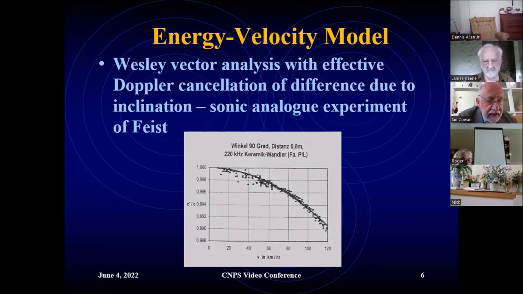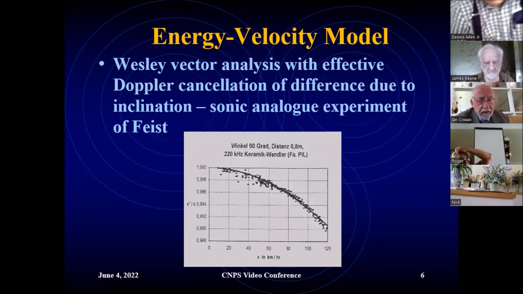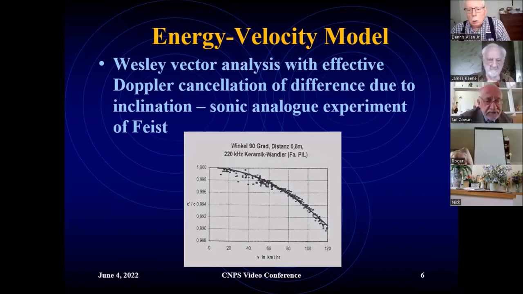So on the ordinate, C dash over C is basically my relationship to what I call CM. And then the V is the speed in kilometers per hour, up to 120 kilometers per hour. So this is actually the graph for orthogonality, for the simple 0 to 90 degree one. But he gets a great agreement, ostensibly a great agreement between theory and experiment.